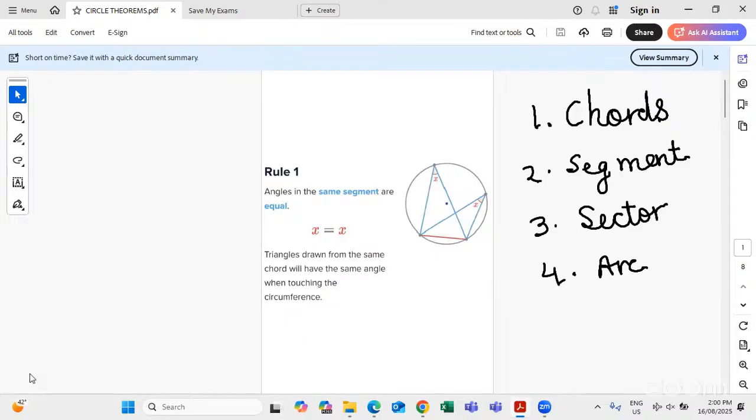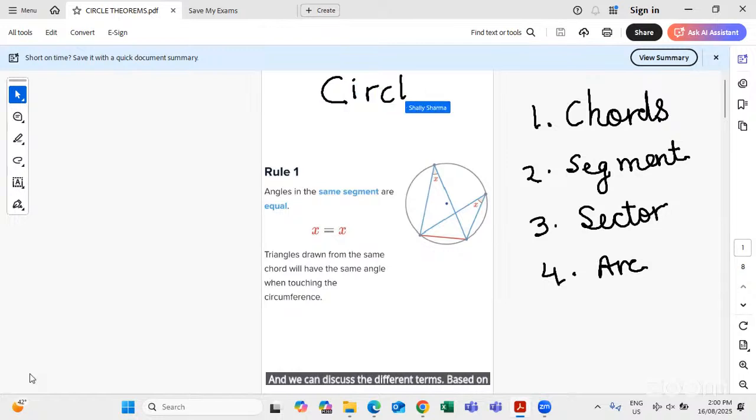Hello everyone. This is the first lesson about the circle theorems. Before I start the concept of circle theorems in actual, we can say the word circle and we can discuss the different terms based on this circle.